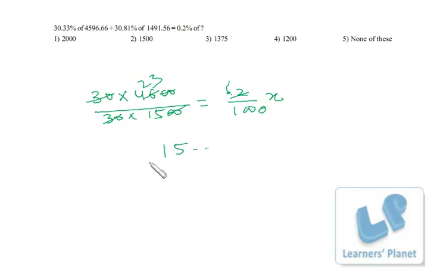So the answer must be around 1500. Okay, because it is 1.5 and so on. So if it is multiplied by 1000, our answer must be around 1500.